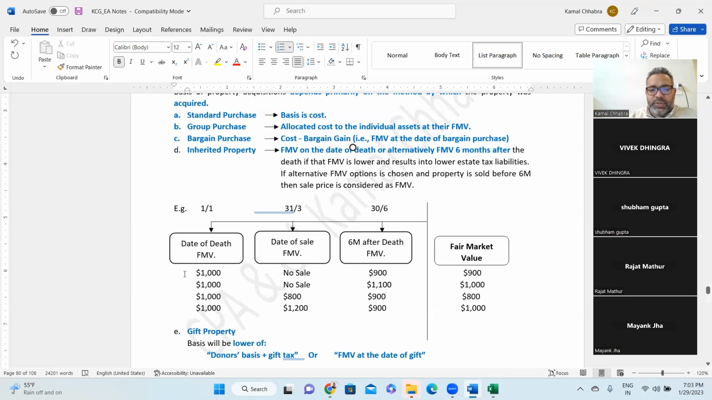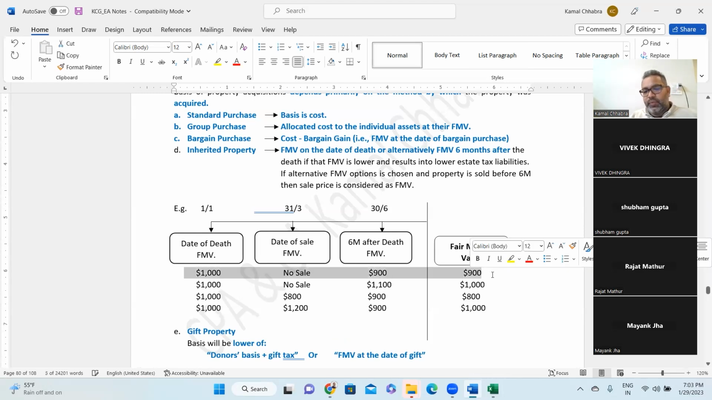So first, let's focus on the very first scenario. On the date of death, the fair market value of the inherited asset is $1,000, and your client has decided not to sell, and after 6 months of the death, the fair market value is $900. So what should your client choose to pay less taxes? $900 or $1,000? Tax will be payable on the fair market value of the asset, either on the date of death or after the 6 months. So you will choose where the price is less, so that you need to pay less taxes. Make sense? Yes. So $900 basically.